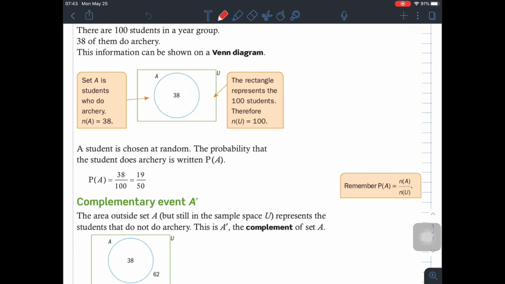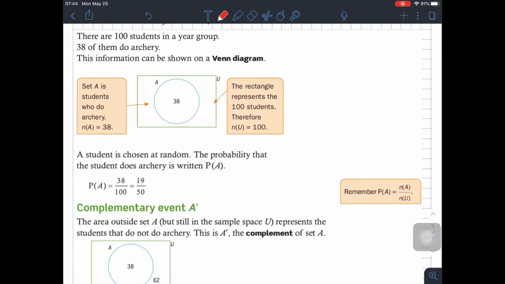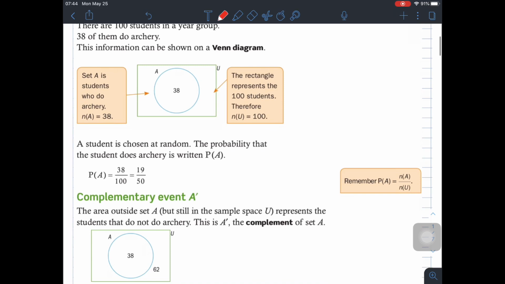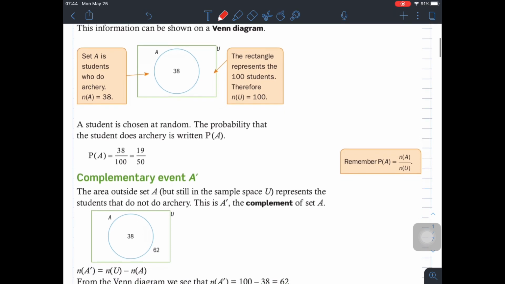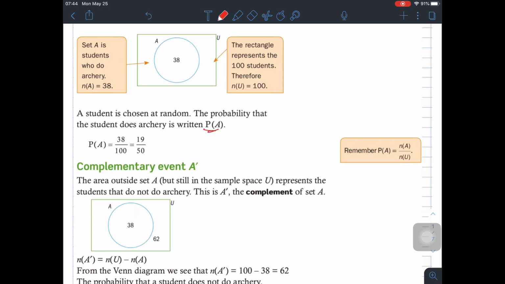So here you have the universe, which is represented as a rectangle, and the particular event inside the universe, which is a student playing or doing archery, right? So it says, set A is students who do archery. In this case, the number of event A is 38. The rectangle represents 100 students, therefore the universe is 100, right? Then it says, a student is chosen at random. The probability that the student does archery is written as probability of A.